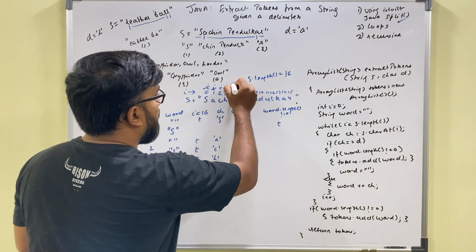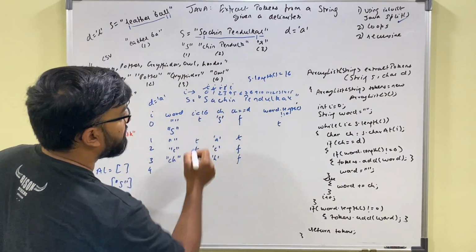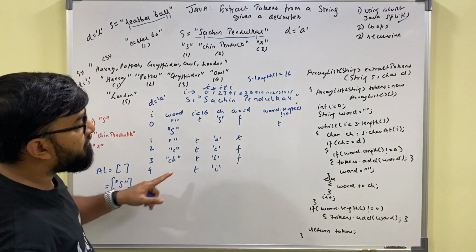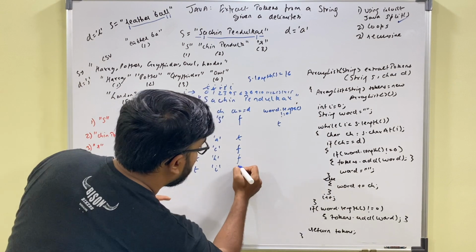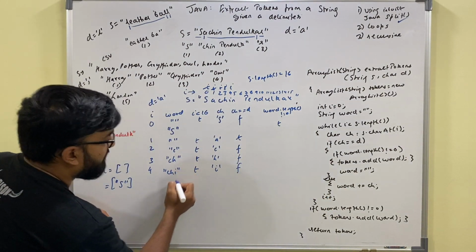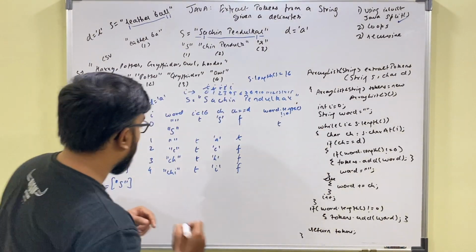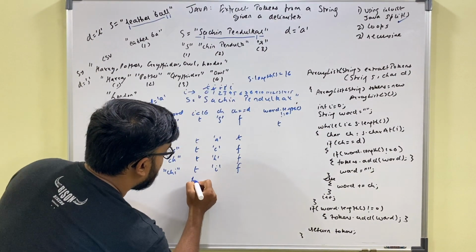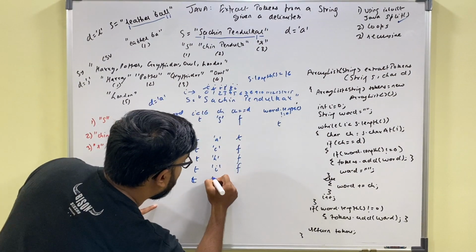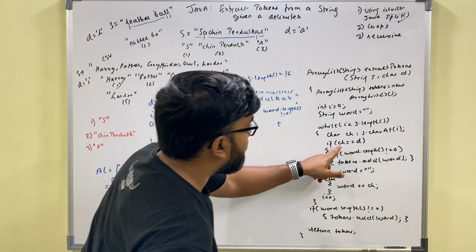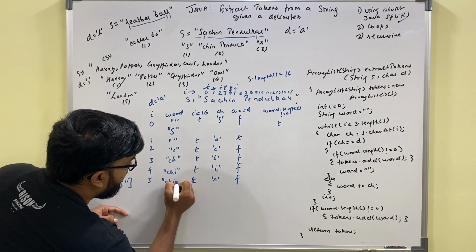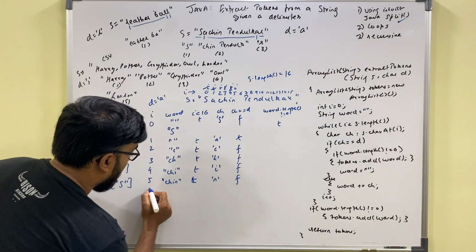i is 4, this condition is true, i less than 16. ch is lowercase i, this is false. You come in the else part, word plus equal to ch, this becomes chi. You increment i, it becomes 5. Check this condition, this is true. ch gets lowercase n, ch equal to d is false. Come in the else part, word plus equal to ch, chin. i plus plus, i becomes 6.